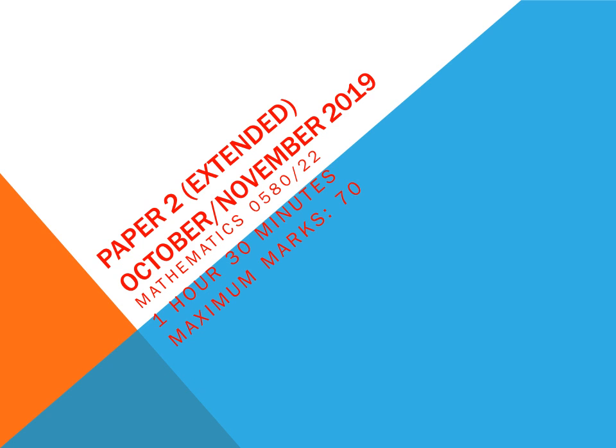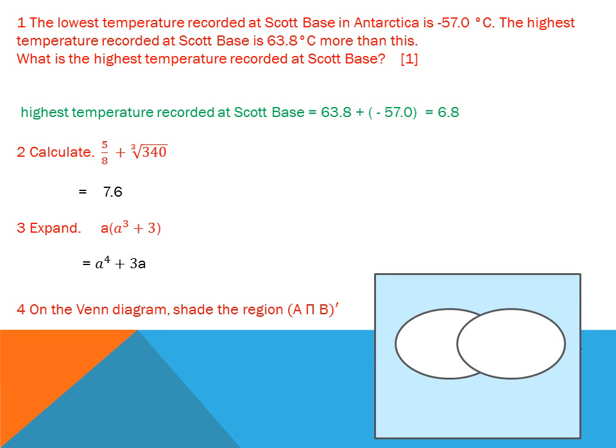Now we should move towards question number 1. The lowest temperature recorded at Scott Base is minus 57.0 degrees. The highest temperature recorded at Scott Base is 63.8 degrees more than this. It means the temperature is raised from minus 57 degrees to 63.8 degrees centigrade. What is the highest temperature recorded at Scott Base? 1 mark.